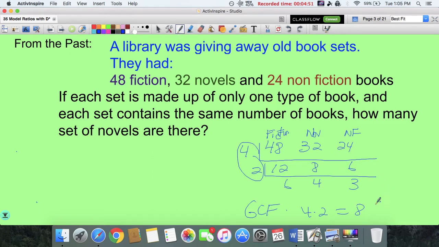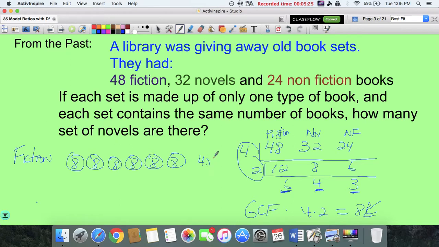If this 8 does not represent the number of sets, the only other choice is that it represents how many go in each set. So for the fiction, that would mean these three numbers are the number of sets for each type. So in fiction books, I should make six sets: 1, 2, 3, 4, 5, 6. And in each set, I'm going to put 8. And 8 times 6 is 48, right?